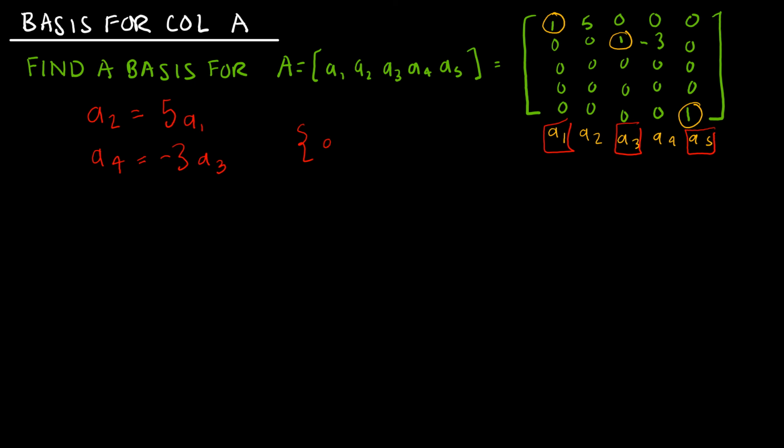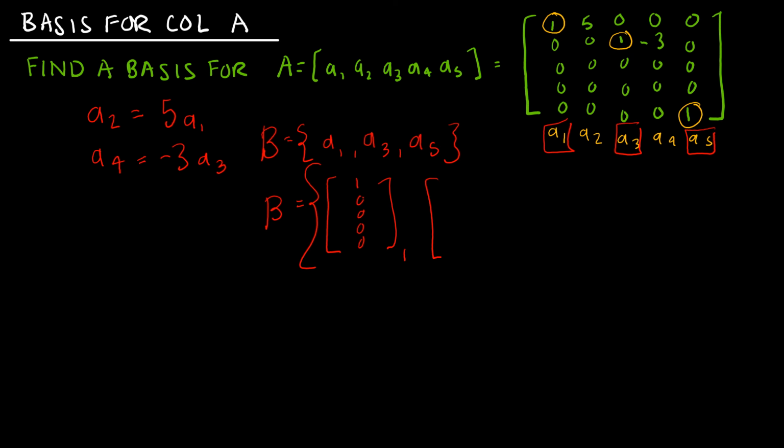and therefore the set of A1, A3, and A5 are still going to span the column space of A. And of course, that's my basis. If I wanted to, I could write this as those vectors instead. A1 is 1, 0, 0, 0, 0. A3 is 0, 1, 0, 0, 0. And A5 is 0, 0, 0, 0, 1.